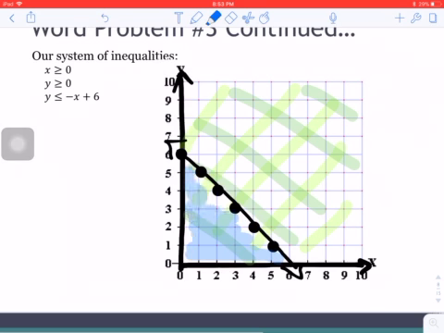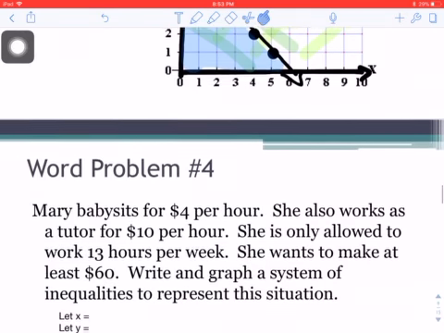And that's actually going to be the solution to that inequality, because all those infinite number of points that are contained within this blue region are the ones that would satisfy our constraints, our system of inequalities that we've set up here. So hopefully that helps. Next problem.